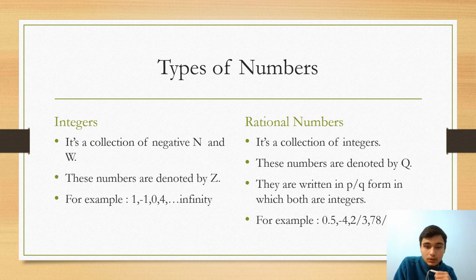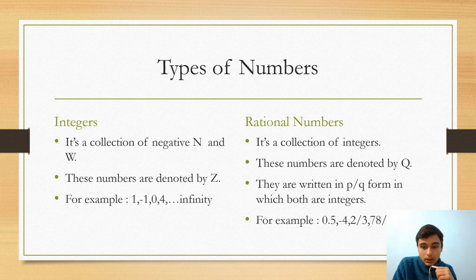Now, rational numbers. It is a collection of integers. These numbers are denoted by Q. They are written in p by q form, in which both are integers. p upon q, where p means numerator and q means denominator. And q will not be equal to 0, because 1 upon 0 means nothing. This is undefined. So in this, both are integers, but we can't include 0 as denominator. If 0 is in the numerator, we can have 0 upon 1, 0 upon 2, 0 upon 3, but not 1 upon 0, 2 upon 0, 3 upon 0.